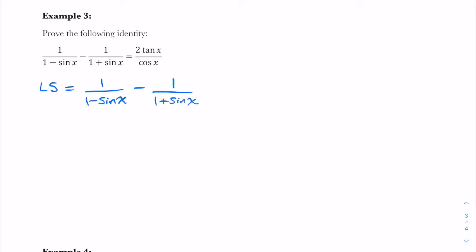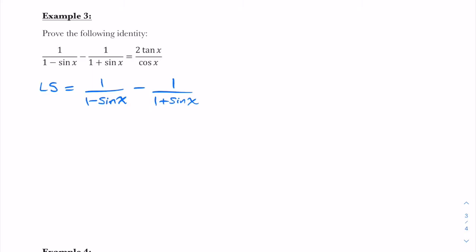Okay, so how do we deal with something like this? Here's my tip to you. Notice that we have two fractions on the left side, and on the right side we have one fraction. So we somehow have to make two fractions into one. How do you make two fractions into one? Well, what's the operation between the two fractions? We're subtracting them. And the only way to subtract fractions is to make sure that they have a common denominator. So we're going to find a common denominator, which is exactly what we did back in Unit 1 when we were adding and subtracting rational expressions.